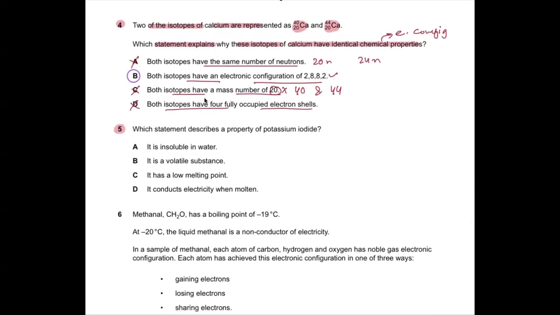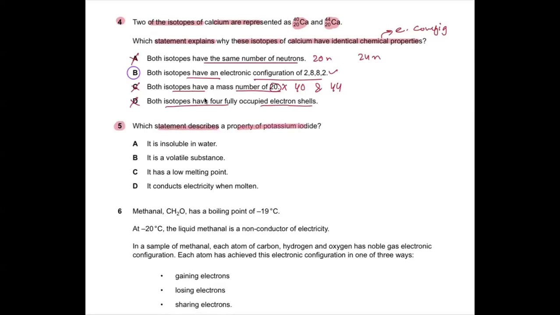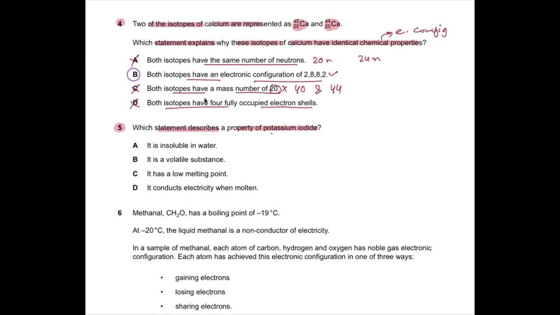Now, MCQ number 5. Which statement describes a property of potassium iodide? It's KI. Potassium, so it's water soluble, right? It's a group 1 salt. All group 1 salts are water soluble, so it's insoluble in water is wrong. A goes wrong. It's a volatile substance? No, it's an ionic compound. It has a high melting point. It has a low melting point? No. It conducts electricity when molten. Yes, it's an ionic compound, so it does conduct electricity when molten. So D is the correct statement.